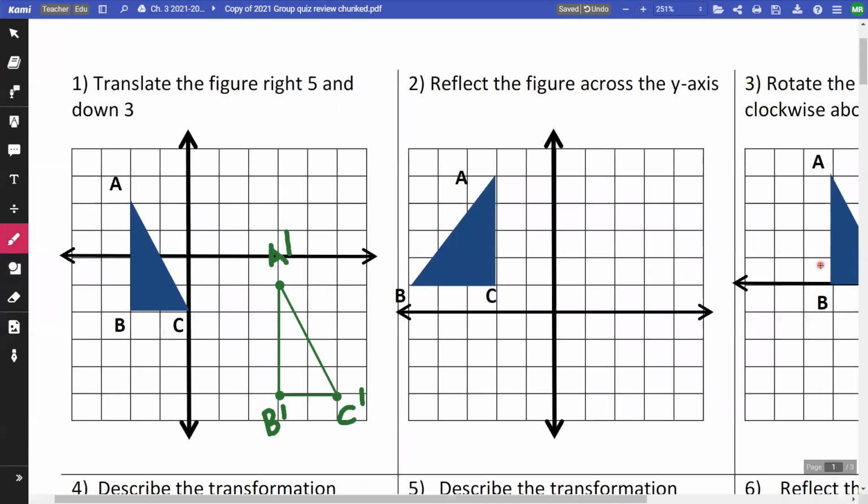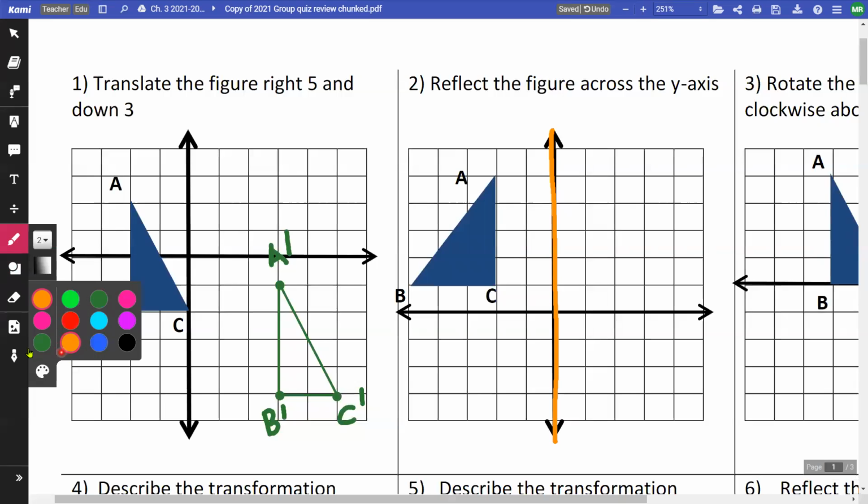On number 2, we're going to reflect it across the y-axis. So when I say we're going to reflect across the y-axis, this is the y-axis. I'm going to reflect it across that. So if I'm doing this, this point is 2 over to the left. So now it's going to be 2 to the right.